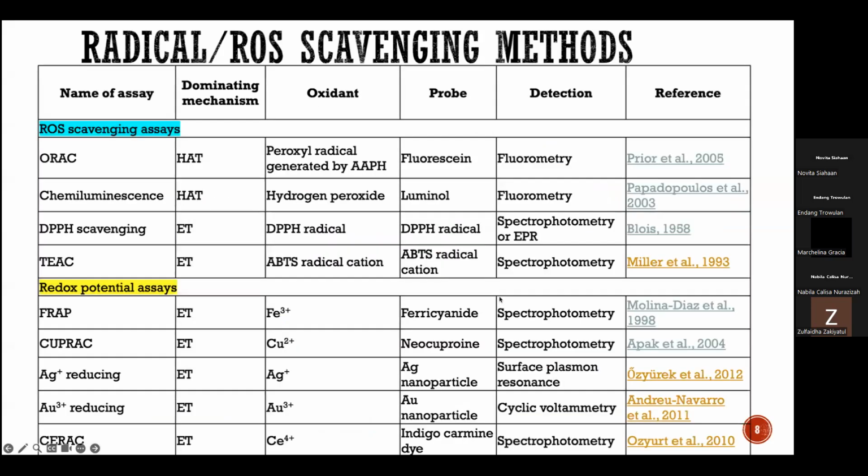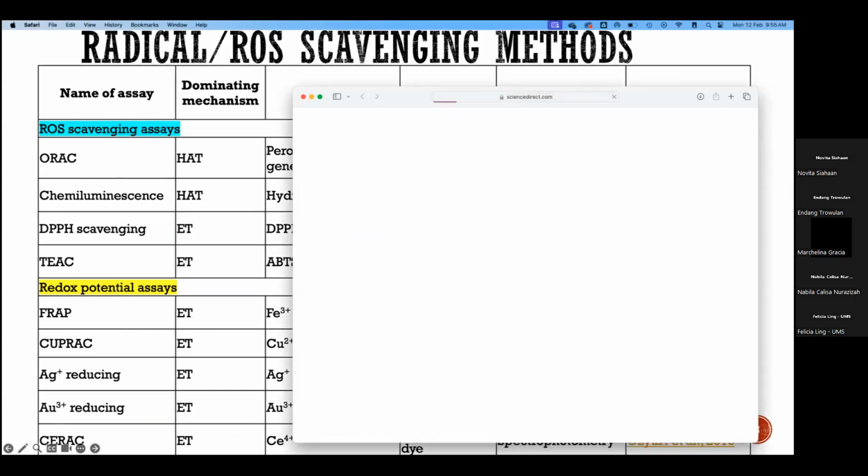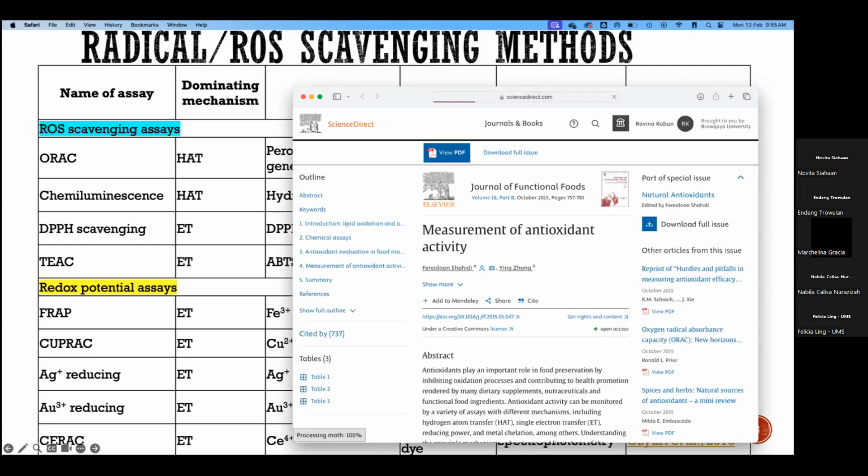Alright. So next, this is the radical ROS scavenging method. The first one, accumulations. Okay, we have two. The blue one is the ROS. The second one is the redox potential assay. So if you click here, you will go directly to the link of the method. Okay, you can follow. You press this link, for example here. It comes out there. In my case, only the slide shows.